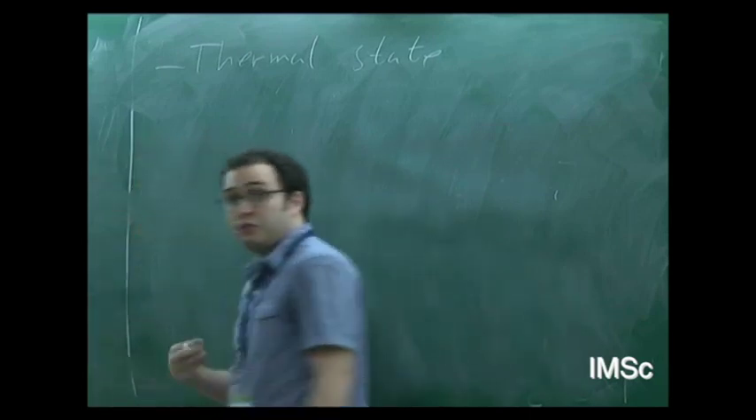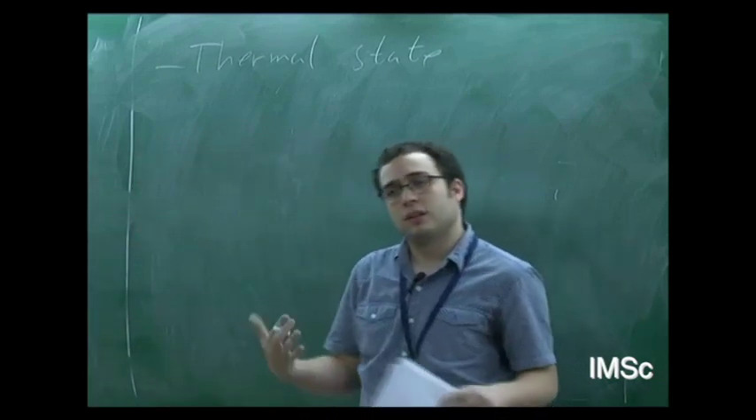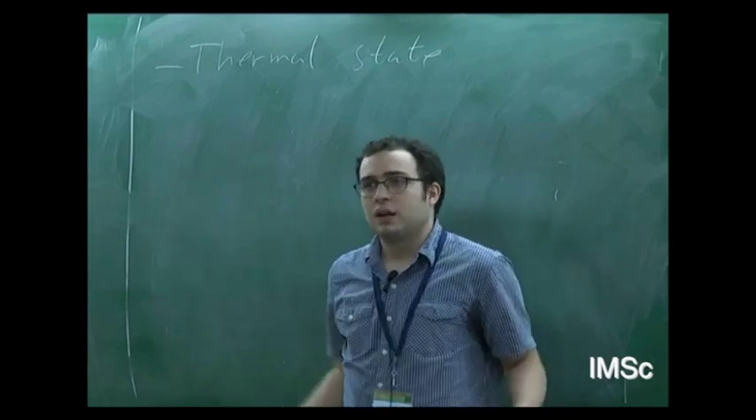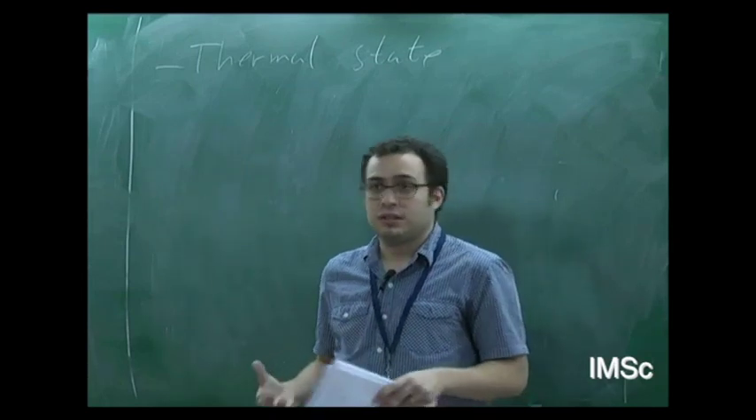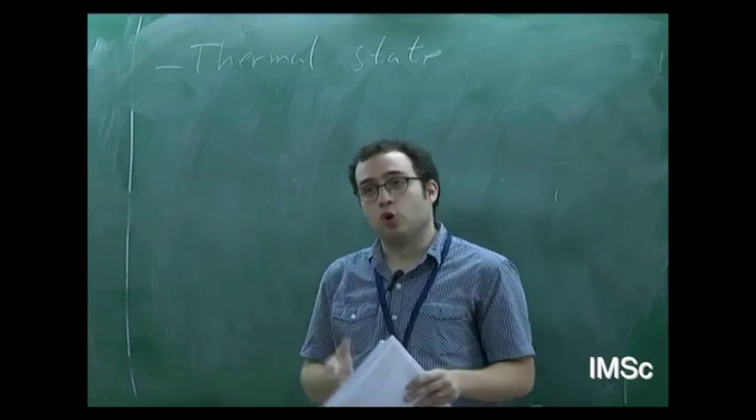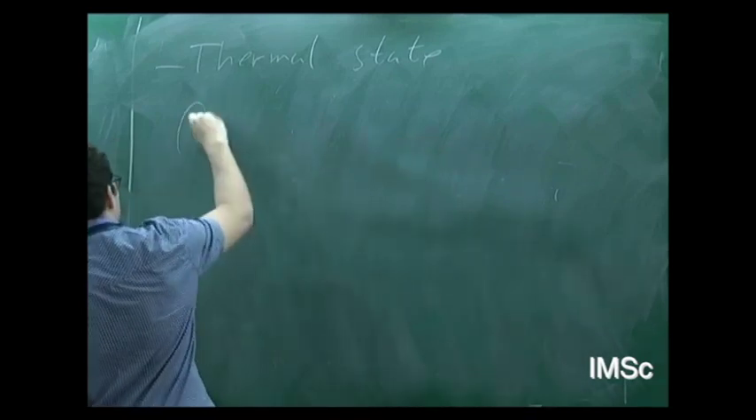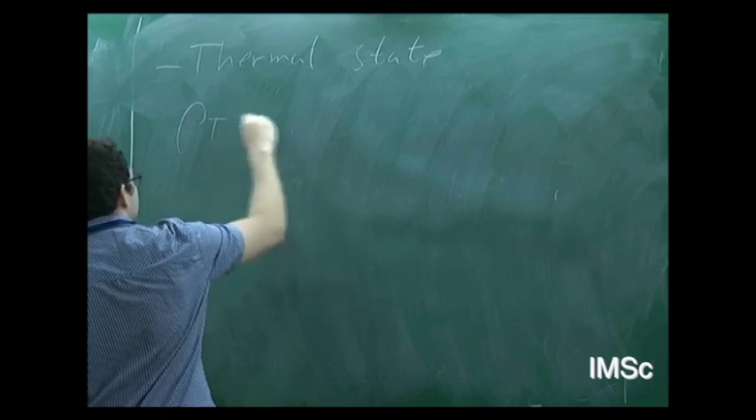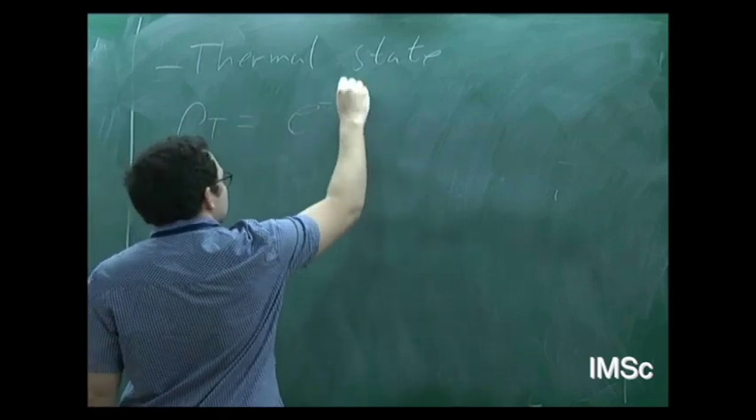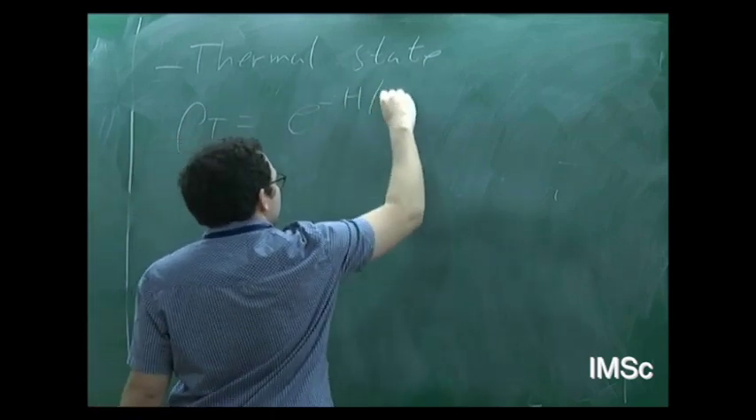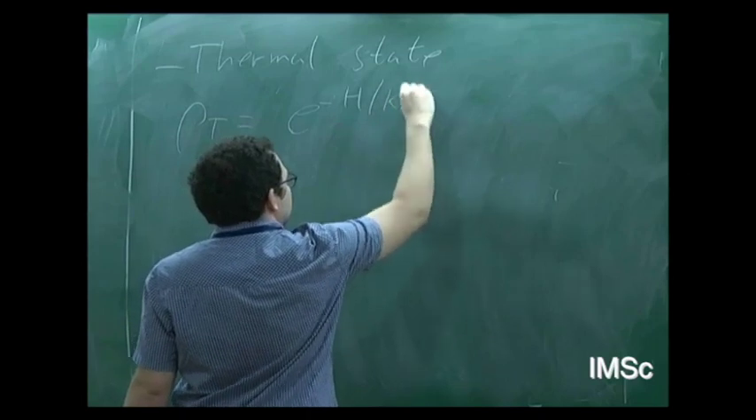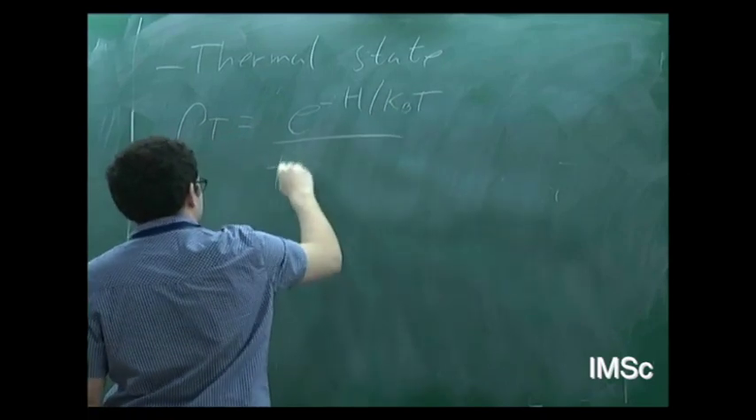So thermal states are different. Now we imagine that we have this Hamiltonian and it's coupled to some heat bath, and we are at finite temperature. Then we expect that we don't go to the ground state, but we go to the thermal state, the Gibbs state. The definition of the Gibbs state at temperature T is e to the minus H over Boltzmann constant times T, over the trace of this quantity.